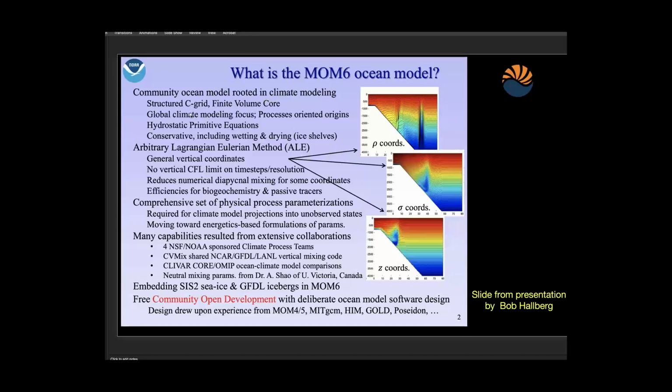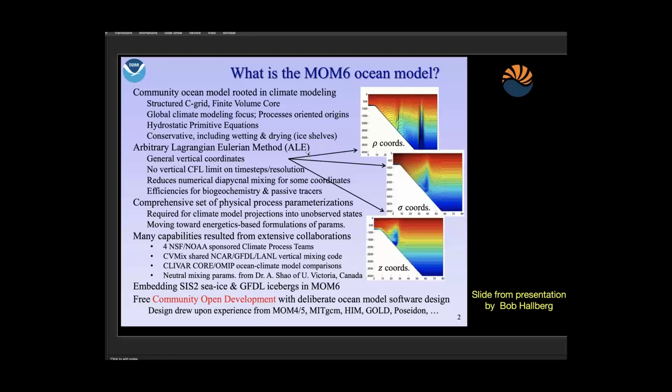It is based on a structured C-grid, its finite volume core, and it solves standard hydrostatic primitive equations for the ocean that are now common fare for all the global climate models and regional models, and has many capabilities from wetting and drying to representation of sea ice and ice shelves.